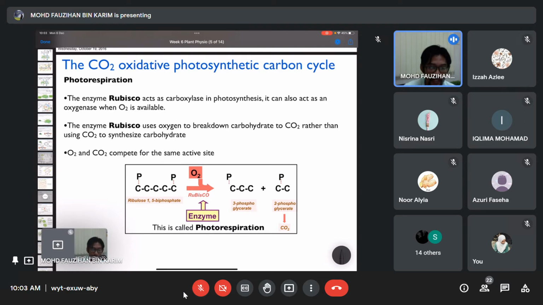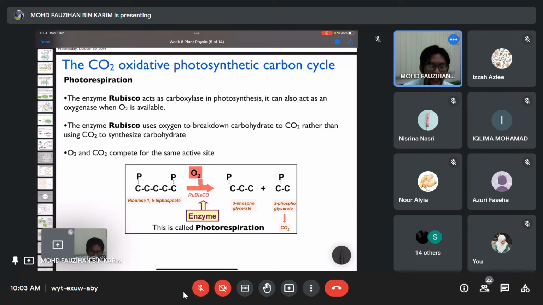It can bind carbon dioxide, and it can also bind oxygen. If it binds to the carbon dioxide, it will produce the glucose, all right? If it binds to oxygen, it will not produce the glucose, but it will spend the ATP, tapi dia tak produce any glucose, right? It doesn't produce any carbohydrate. We call this photorespiration, a respiration during photosynthesis. Ni photosynthesis and respiration lah.